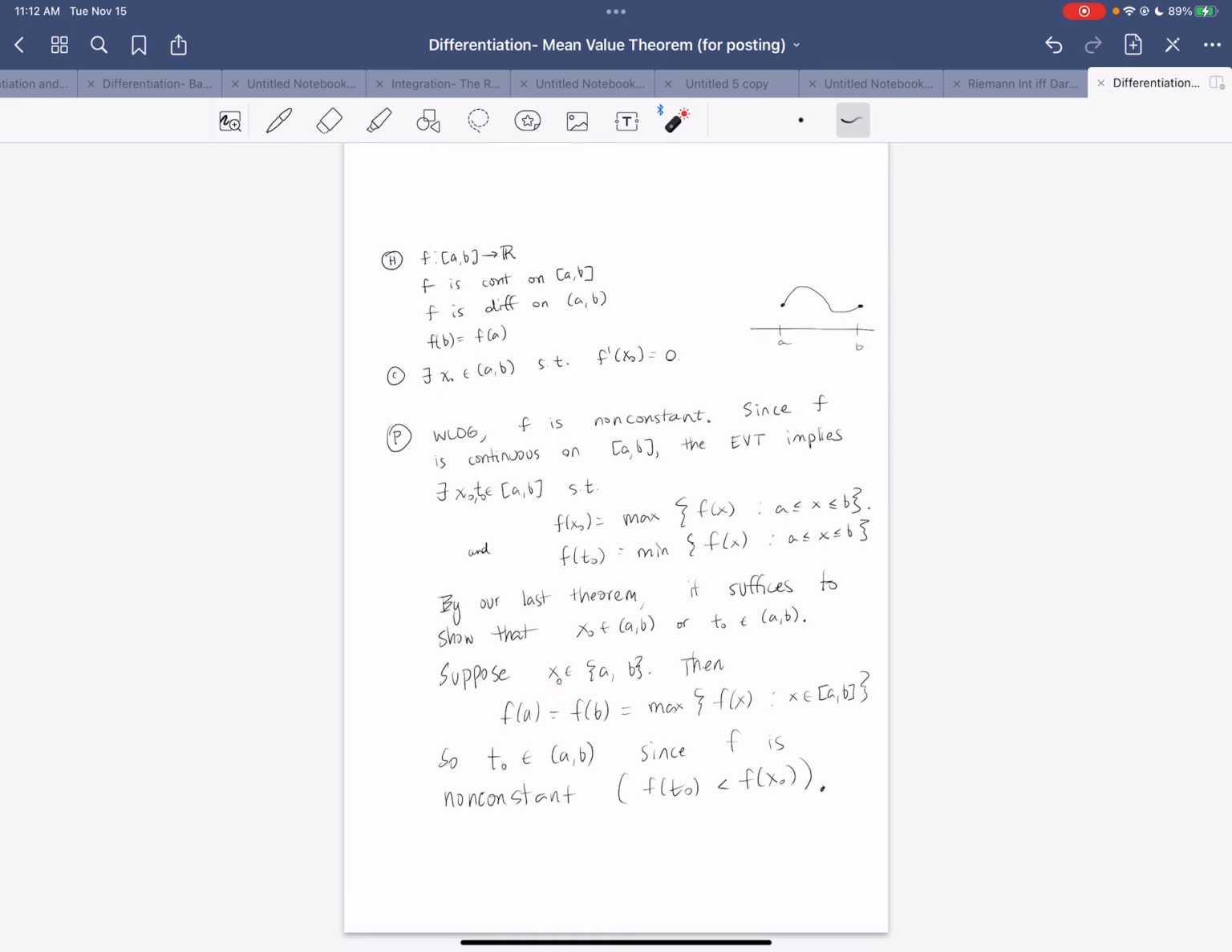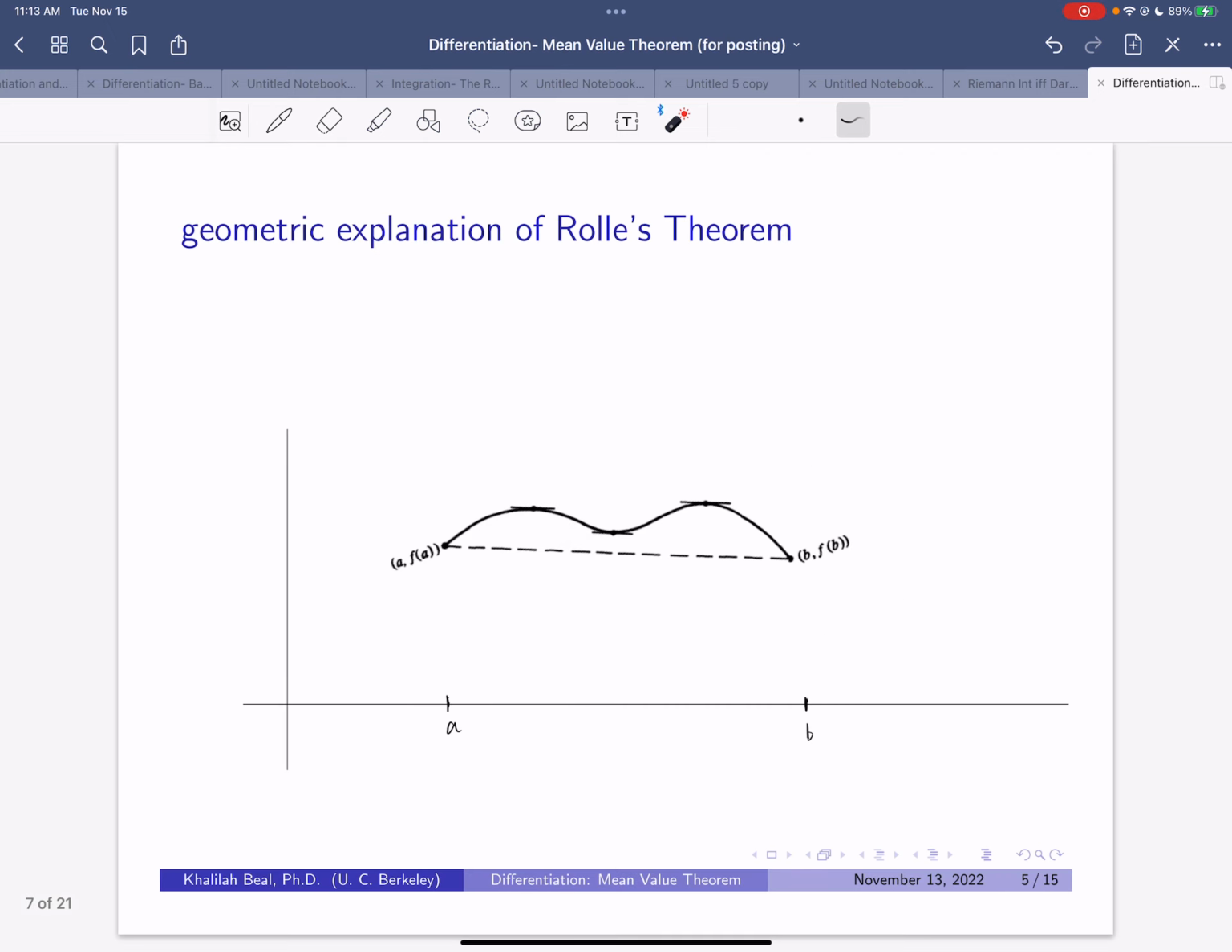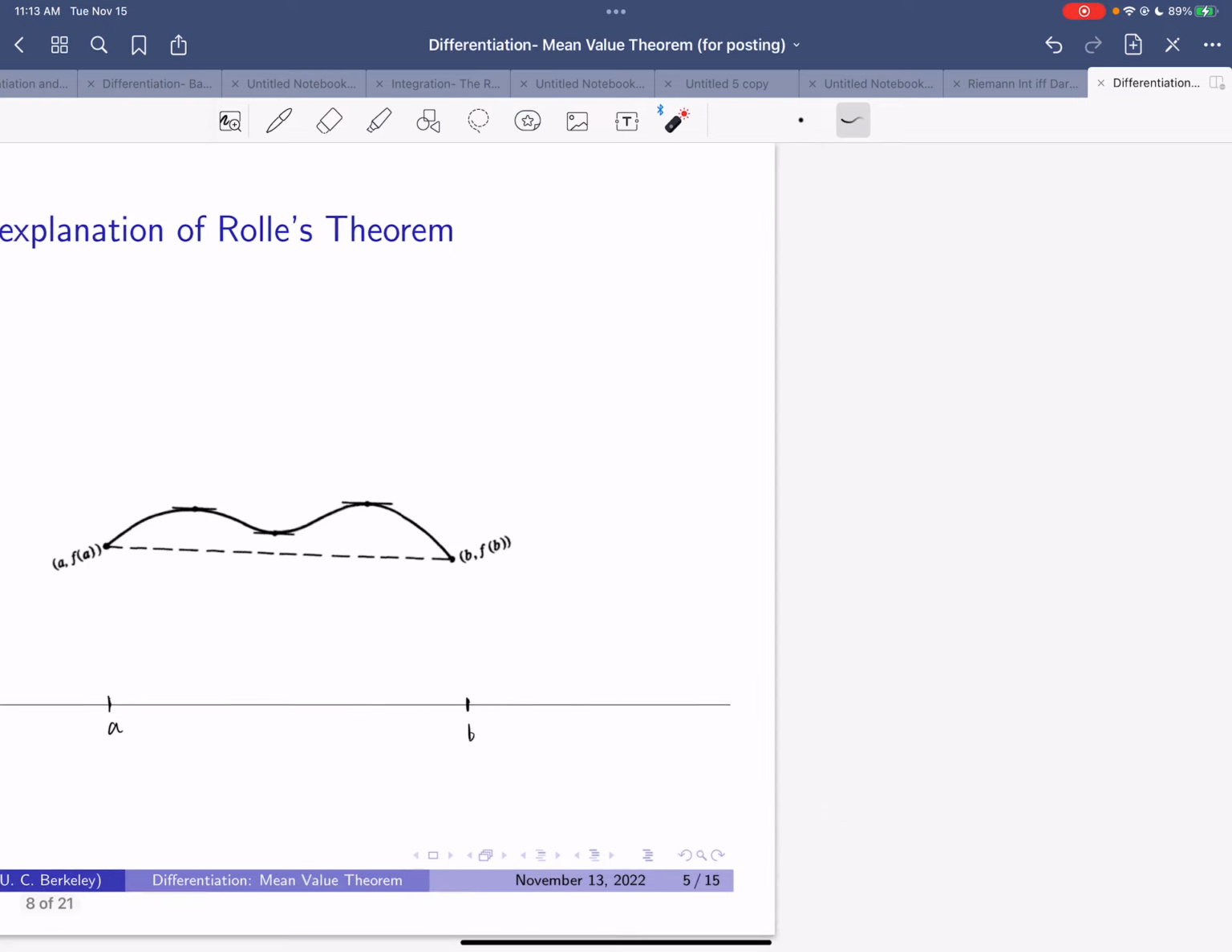So we basically have two cases. Either x naught is in the interval, in which case we're done, apply the last theorem, or if x naught is one of the endpoints, then that means that t naught has to be in the open interval, so we're done, okay? All right, so that is the proof of Rolle's theorem, right? And we're basically using the theorem that we proved before to say that if you have a function that's differentiable and that function attains a max or a min at a point, then the derivative at that point has to be equal to 0, right?